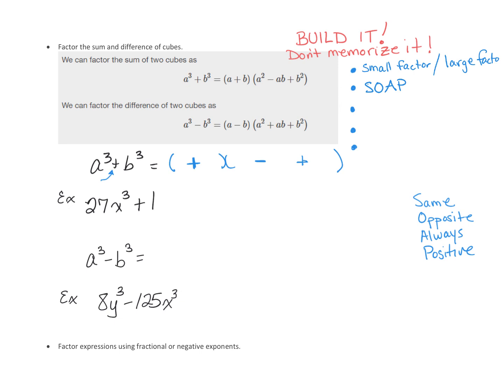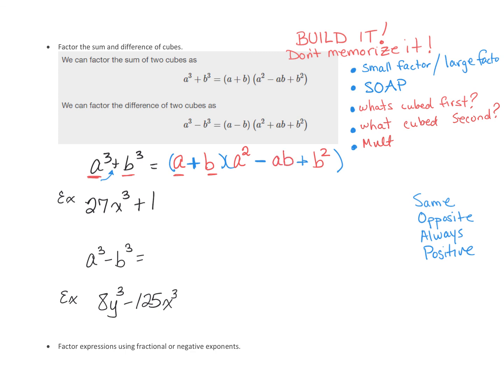Then I'm going to ask myself, what's cubed first? In this particular case, the thing that's cubed is a. So I'm going to put that a here, and then I'm going to square it here. And then I'm going to do the same thing with the second term. What's cubed second? And that happens to be b. So I'm going to do a b here and a b squared here. And then I'm going to multiply the a and the b. And I've already got my sign, so I don't have to worry about it. And I get the minus ab.